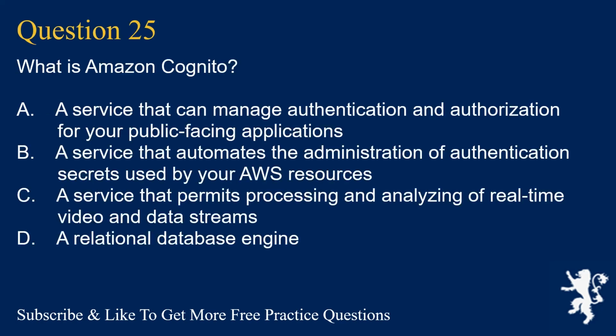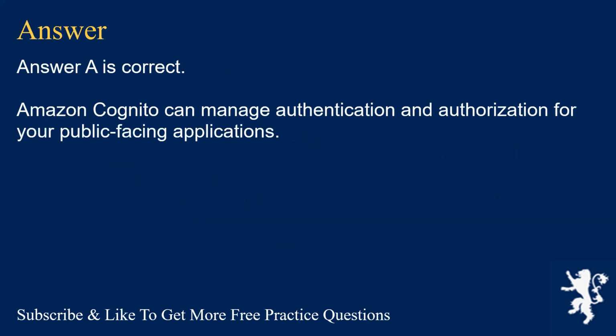Question 25. What is Amazon Cognito? A. A service that can manage authentication and authorization for your public-facing applications. B. A service that automates the administration of authentication secrets used by your AWS resources. C. A service that permits processing and analyzing of real-time video and data streams. D. A relational database engine. Answer A is correct. Amazon Cognito can manage authentication and authorization for your public-facing applications.